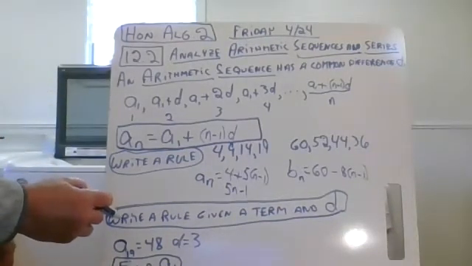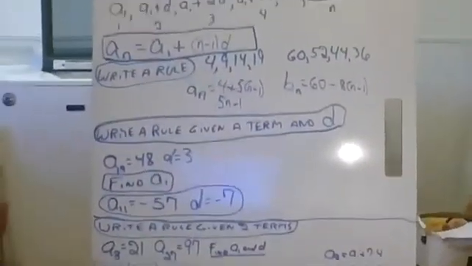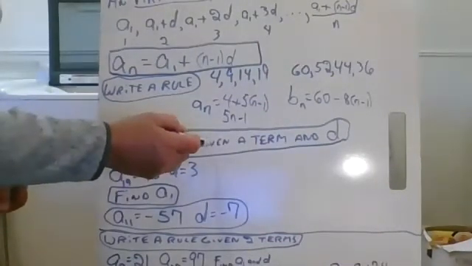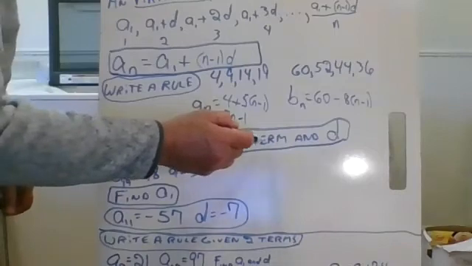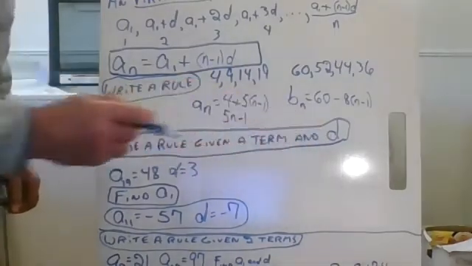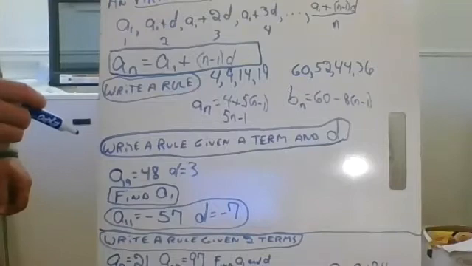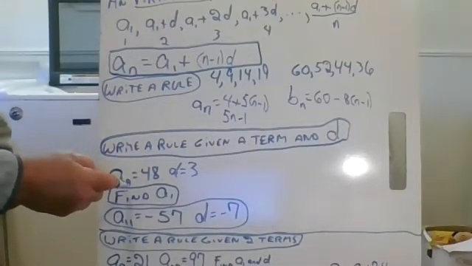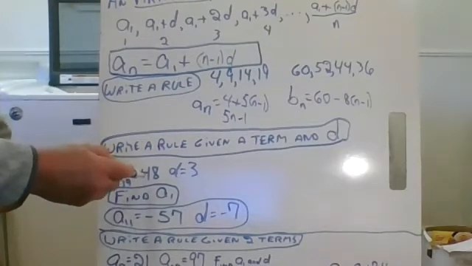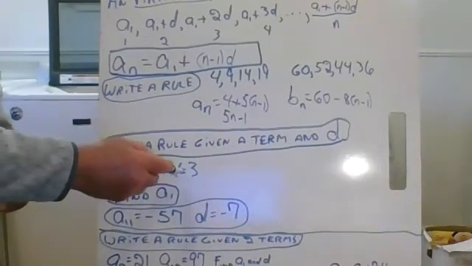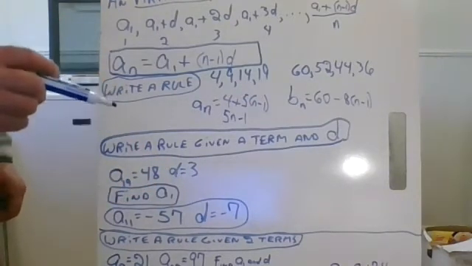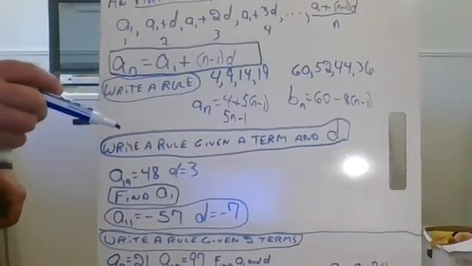The first one, can we see this? Yes. Okay, write a rule given a term and the value for d. So we're being given a term. Here we're given a sub 19 is 48. And we're given d is 3. And from that information, you need to come up with the formula for a sub n.